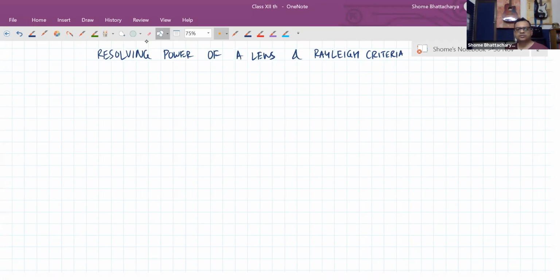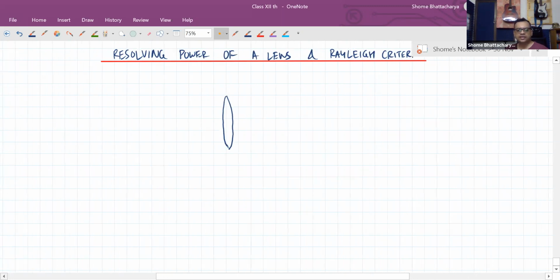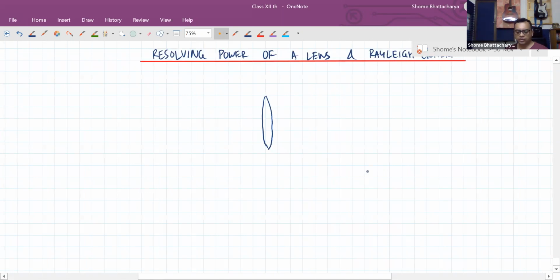So the basic concept of this is something like this. When you consider typically the objective lens of a telescope, it's basically a convex lens which is used to create the image of a very distant source of light like a star or something on its focal plane. So this is a converging lens whose focal plane is this one. Objects kept on this side, and this is the principal axis.